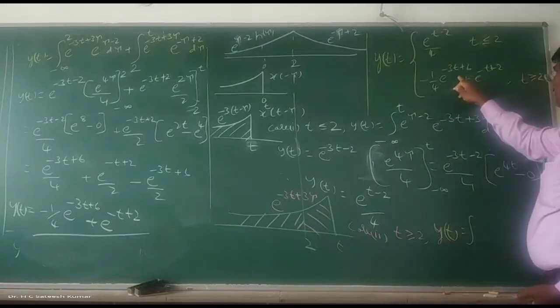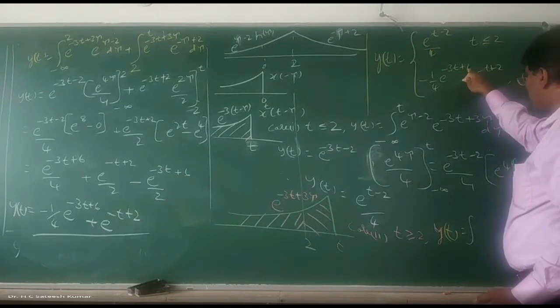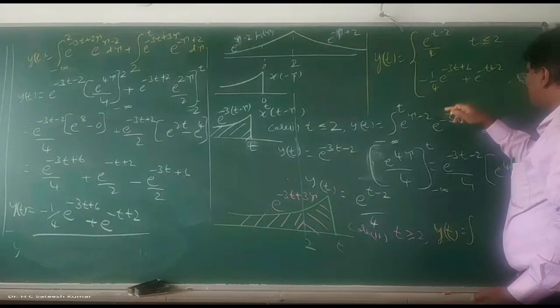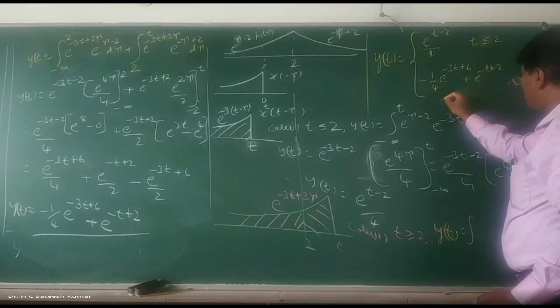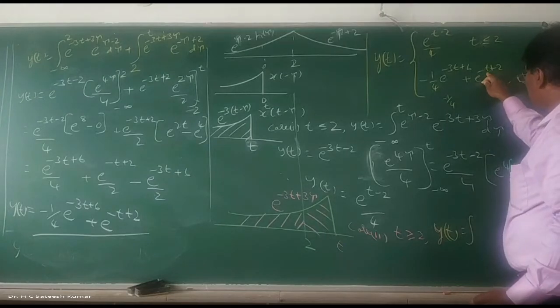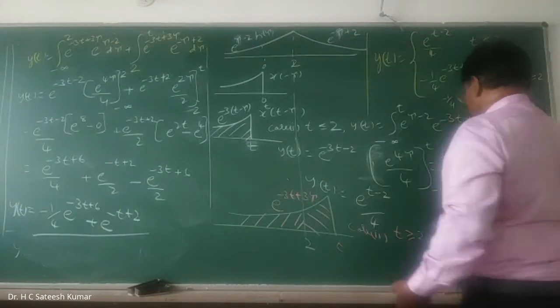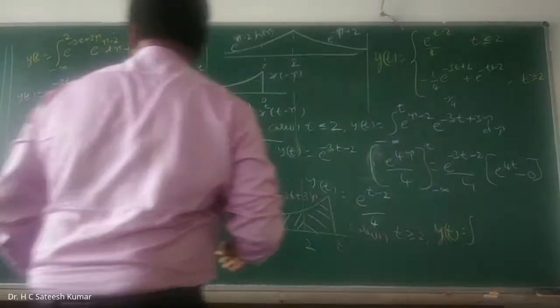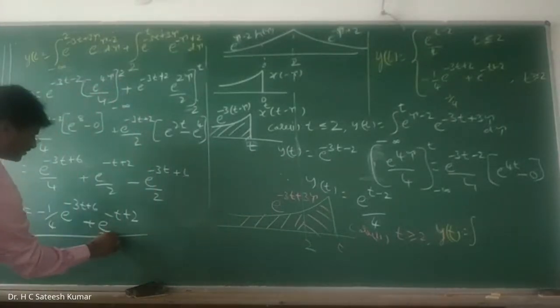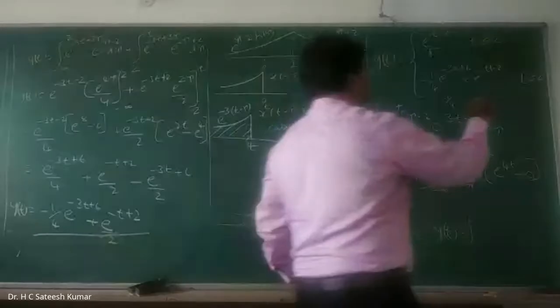Okay, put t is equal to 2. 2 into 3, 6. e to the power of minus 6 plus 6, e to the power of 0. e to the power of 0 is 1. Therefore you will get minus 1 by 4. And put t is equal to 2 here, minus 2, divided by... sorry, e to the power of minus t plus 2 divided by 2 here. Divided by 2. Okay, right.